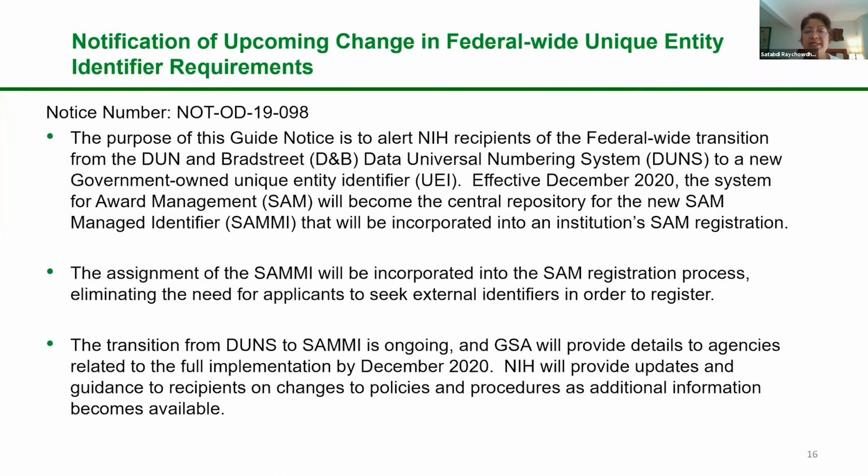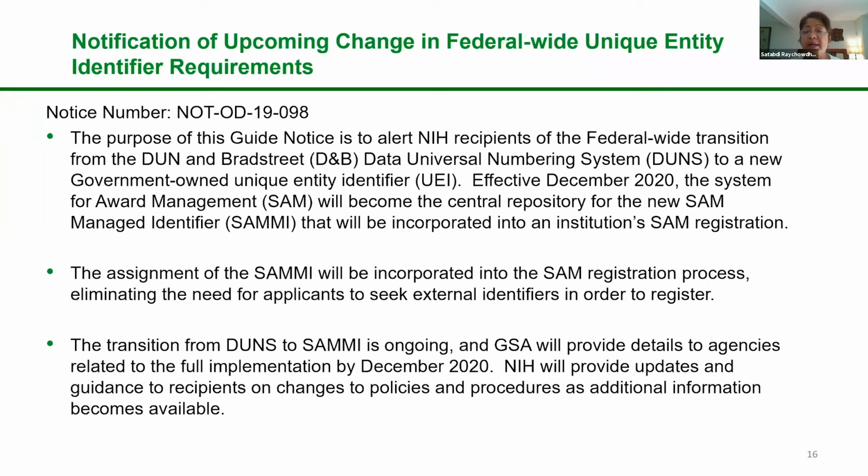The purpose of this notice is to alert the recipients of federal awards that the Dun & Bradstreet number actually is going to go away. I was mentioning this a little in my earlier slide. It will be replaced with a new number called the Unique Entity Identifier. Effective December 2020, the System for Award Management, which is SAM, will become the central repository of the new SAM-managed identifier, which is called SAMMI, that will be incorporated into your institution's SAM registration.